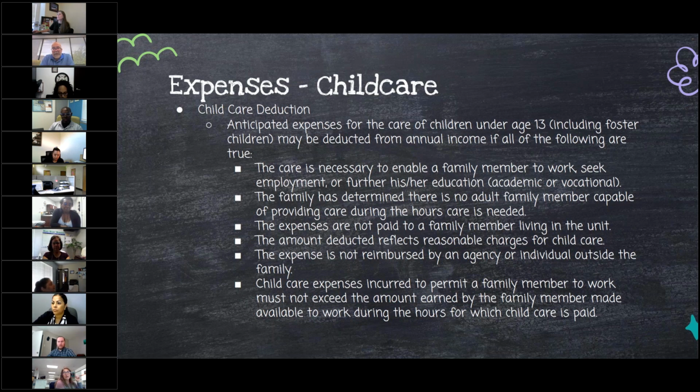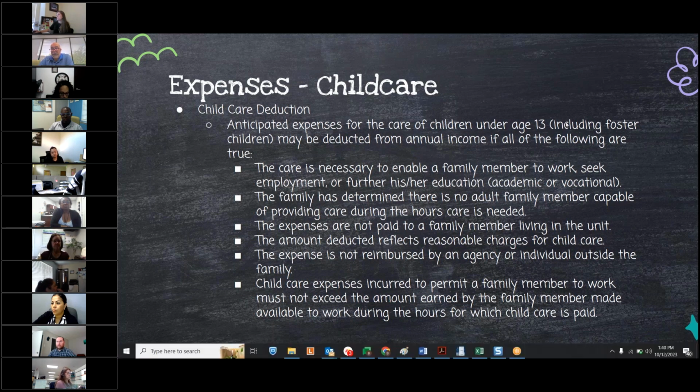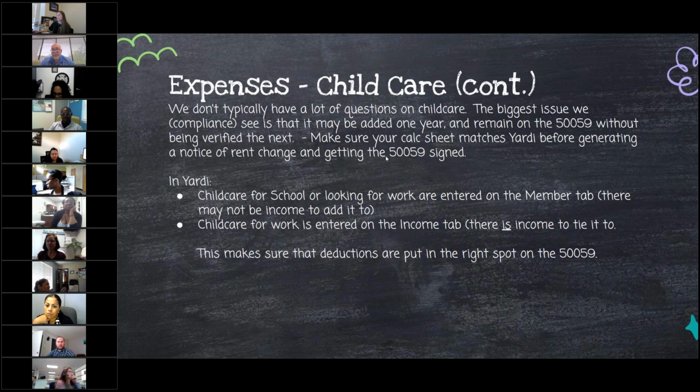Our next expense type is the child care deduction. This has 3 parts as well. This is necessary to enable a family member to work, look for work, or go to school. They can't be child care expenses paid to a member living in the unit. So I can't pay my 17-year-old who lives with me to take care of my 15-year-old. That would be insulting, but I couldn't do it if I wanted to. I also couldn't do it because only those 13 and older are eligible for child care expense.